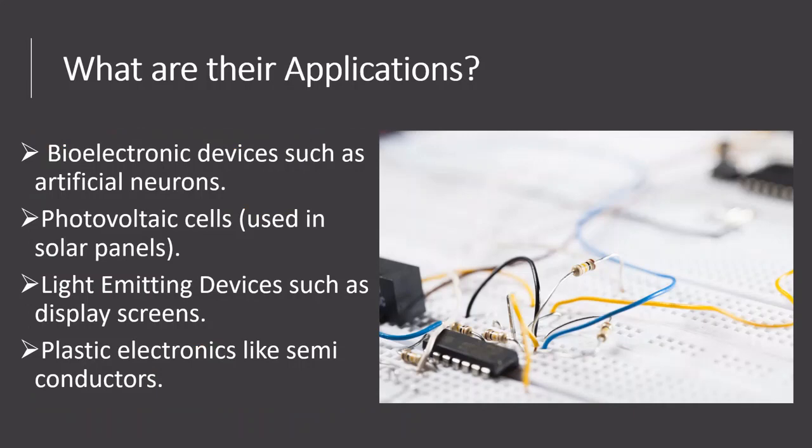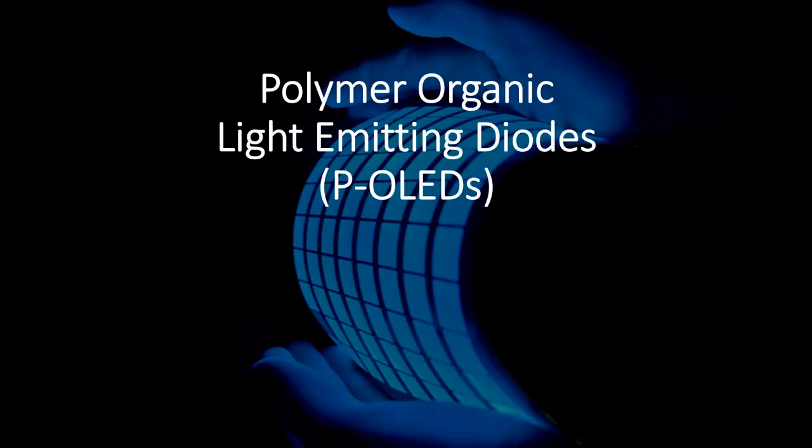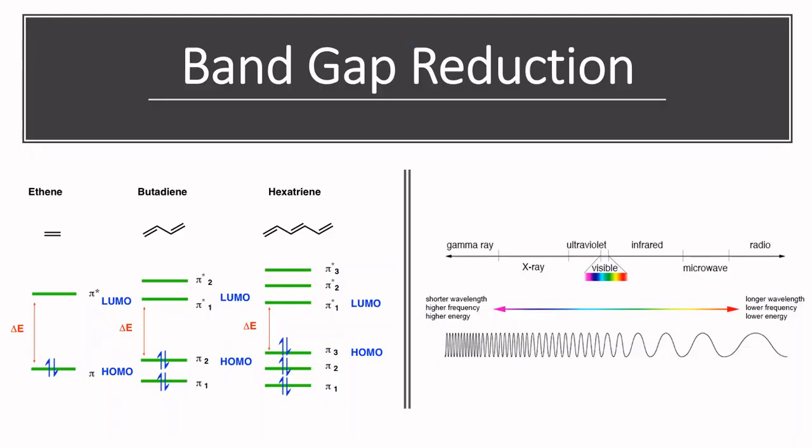They have a wide range of applications. For example, bioelectronic devices, as we've said before, for example, artificial neurons, photovoltaic cells used in solar panels, light-emitting devices such as display screens, or plastic electronics like semiconductors. For the rest of the presentation, I'm going to be talking about polymer organic light-emitting diodes, or POLEDs, and how they utilize the electroluminescent properties of conjugated polymers.